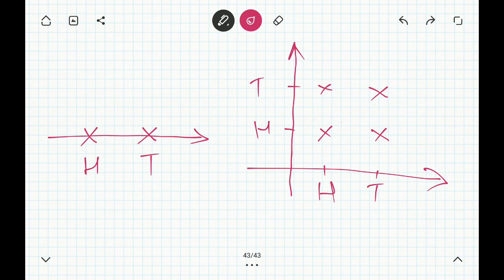You cannot have something between heads and tails when you are tossing the coin. So you can't have half tails and half heads, which would correspond to this point. And you can't have quarter heads and 3/4 tails, and so on. So your outcomes for discrete events are separate, and there is nothing in between.